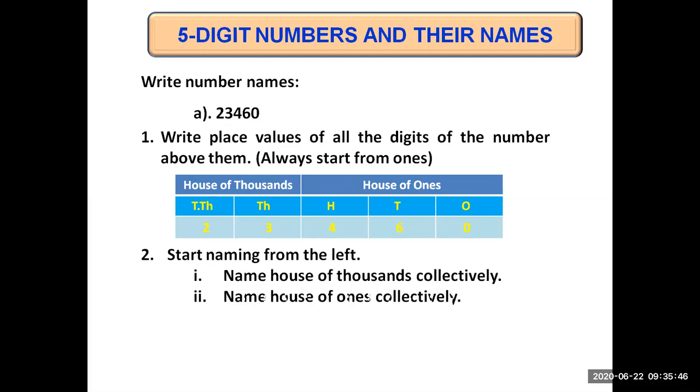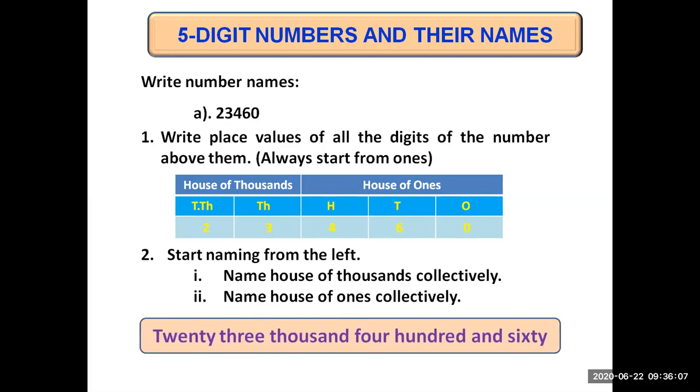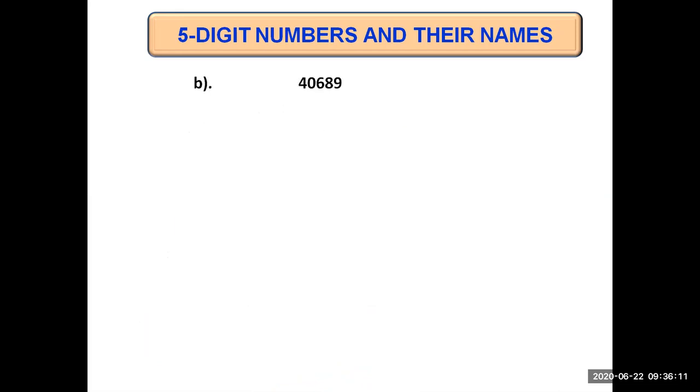Then you start naming the number from the left, and you name the house of thousands collectively. As we have 2 and 3 in the house of thousands, we say it's 23,000. Whereas 4, 6, and 0 in the house of ones are said collectively, so we say it's 460. So the number name will be 23,460.